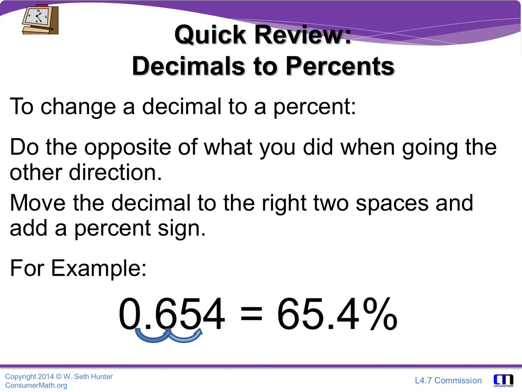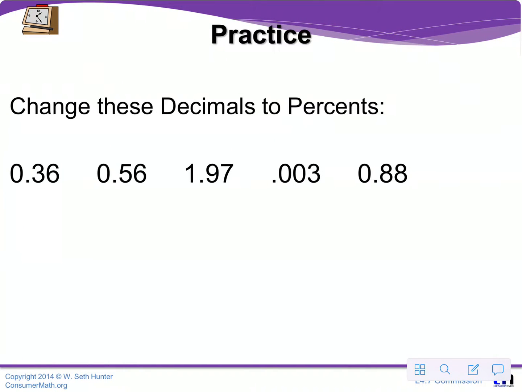Okay, to change a decimal to a percent, do the opposite of what you did when going the other direction. Move the decimal to the right 2 spaces and add a percent sign. Change these decimals to a percent.